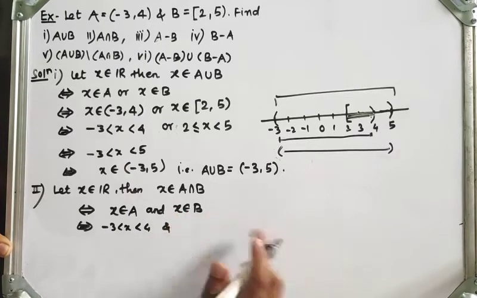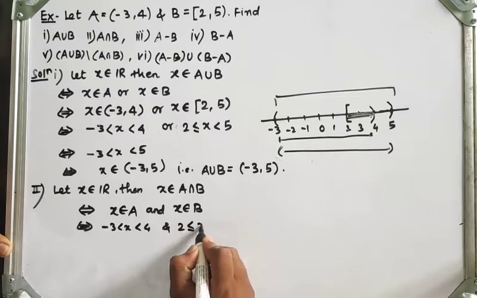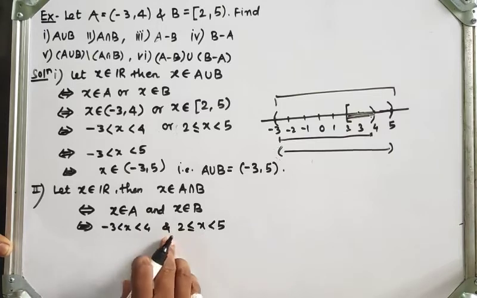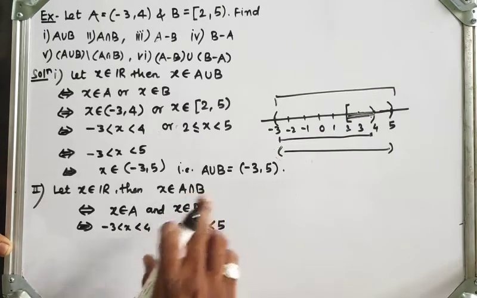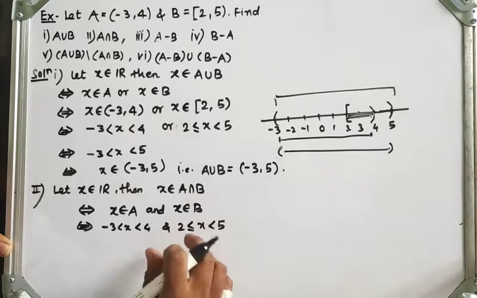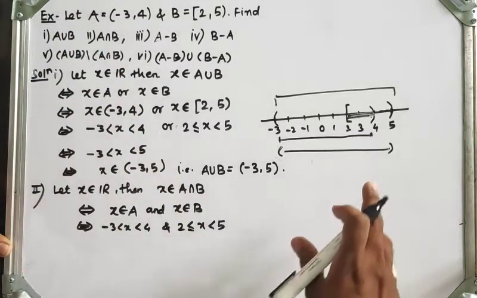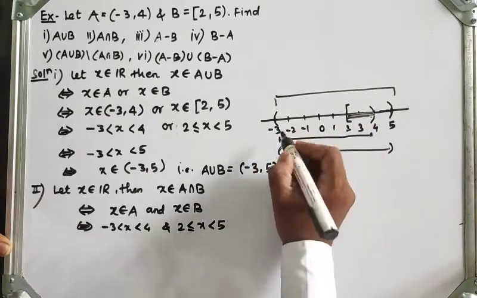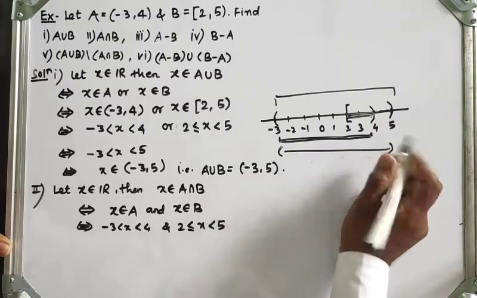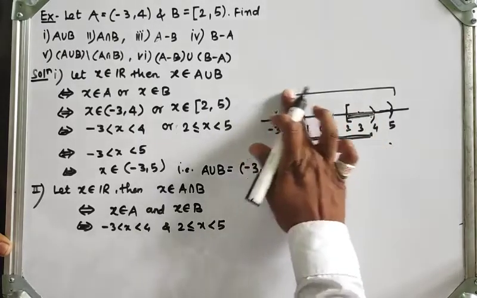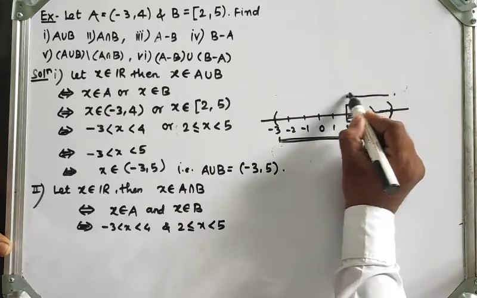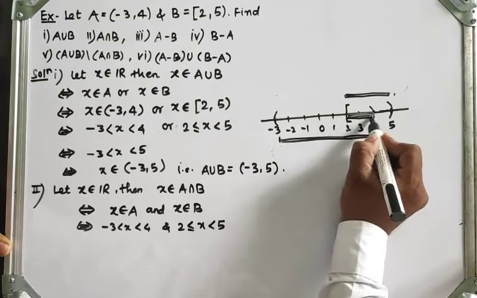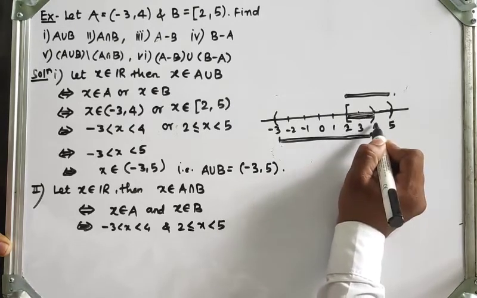So what we get here, 2 less than or equal to x less than 5, right? Now here is the intersection. Intersection is the set of those points which are common to set A and B. So what are the common points here? Here, this is the set from -3 to 4. This part is set A, and this part is set B. Then what are the common points? The common points are from closed interval 2 to what?